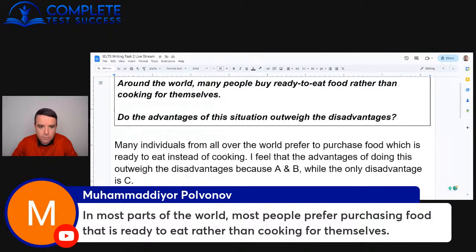Prefer purchasing food that is ready to eat rather than cooking for themselves. Yep. If you can avoid copying so many words in a row, it's better. But like I said earlier with Lewis, if you're changing the word and the meaning is wrong, that's a problem. Whereas if you are changing the word accurately, that's better. But between those two is copying. So copying is better than being wrong, but changing is better than copying. So you kind of have to play into your own strengths. Just do the best you can with your current ability.